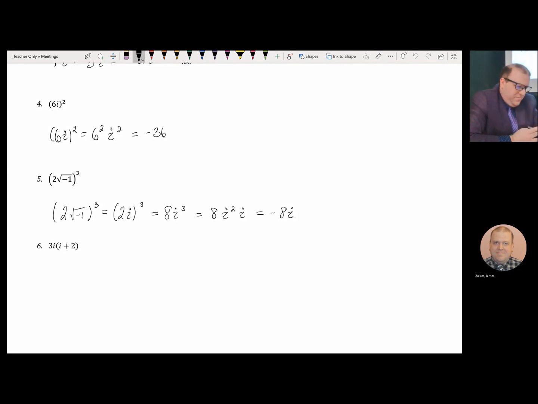You can't simplify that, it's fully simplified. Right, i squared is negative 1. You never want i to a power, so i to a power will always simplify.